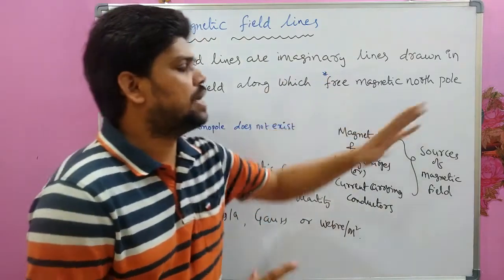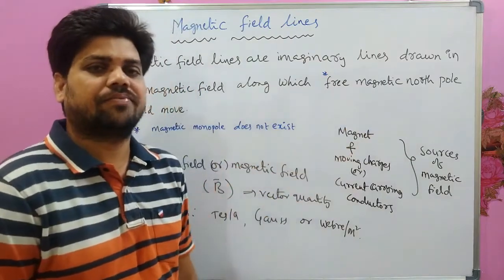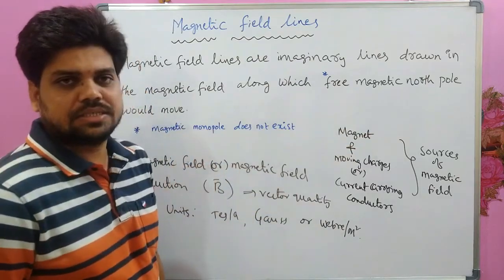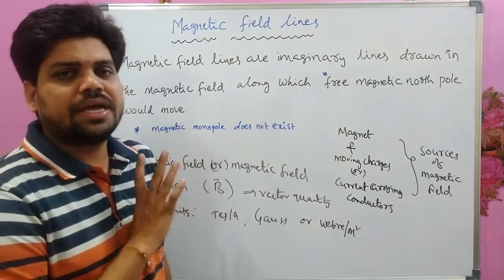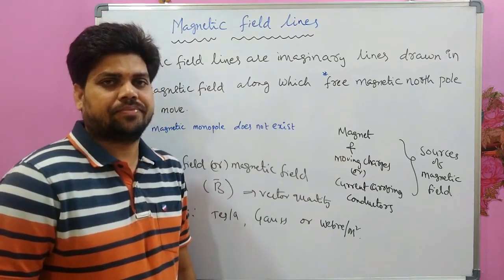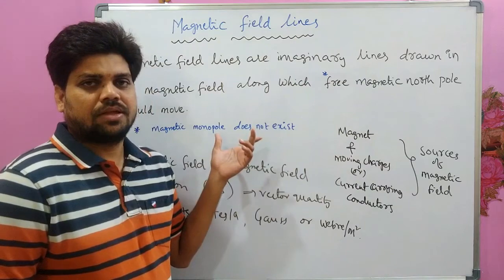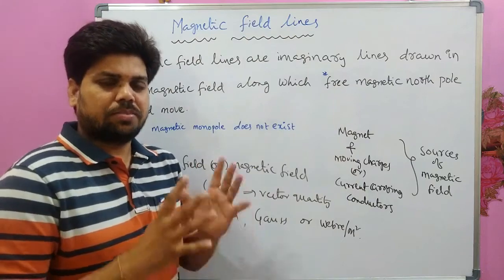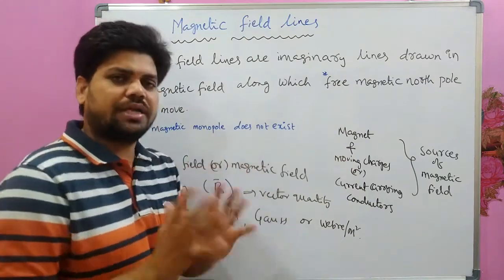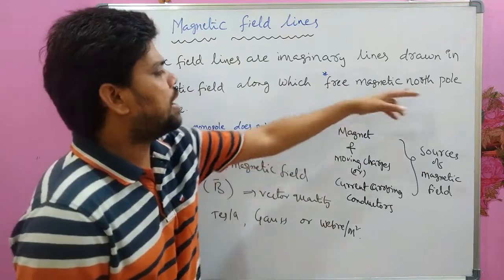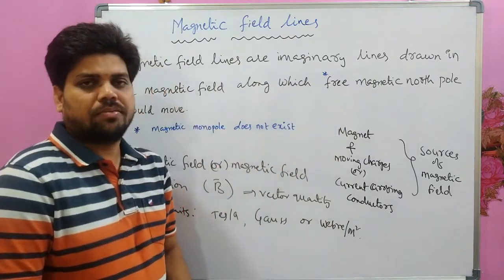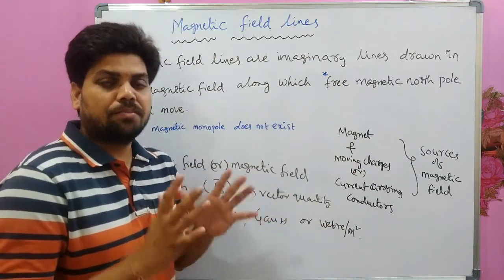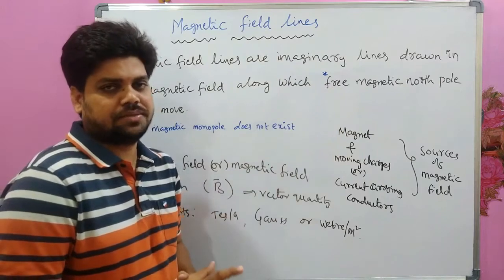But this star you can see here, the free magnetic north pole is actually not existing. The magnetic monopole does not exist. It is an imaginary concept. Right? So magnetic field lines are imaginary lines drawn in the magnetic field along which a free magnetic north pole would move. But in reality, there is no existence of magnetic monopole. Only dipoles are present.